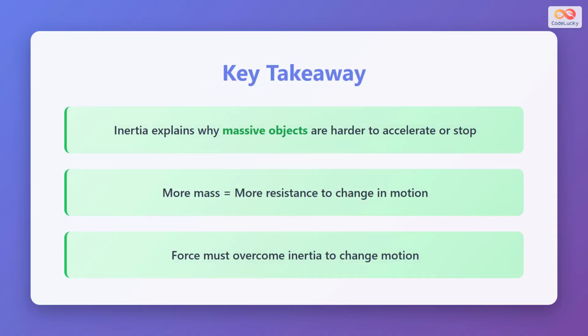The key takeaway is that inertia explains why massive objects are harder to accelerate or stop. More mass means more resistance to changes in motion. Any force applied must first overcome an object's inertia before it can change that object's motion. This principle governs everything from tiny particles to massive planets.